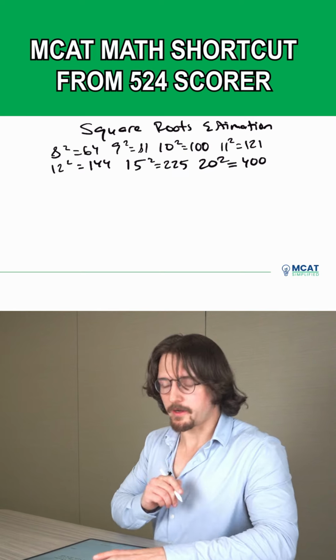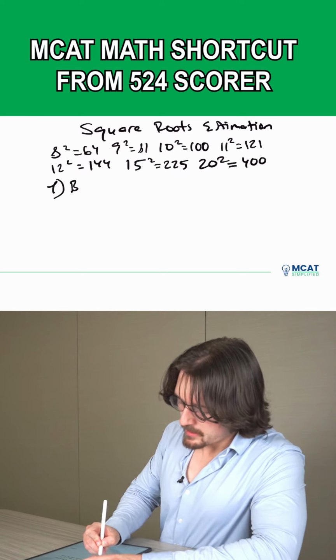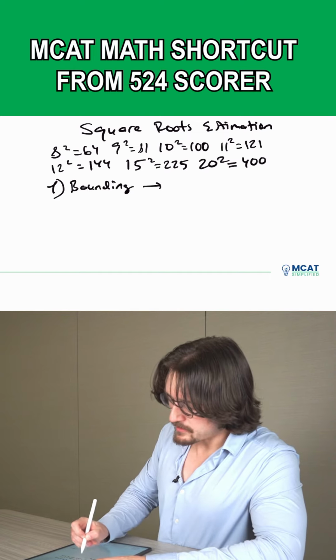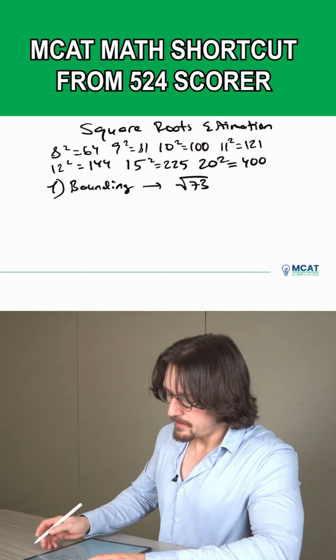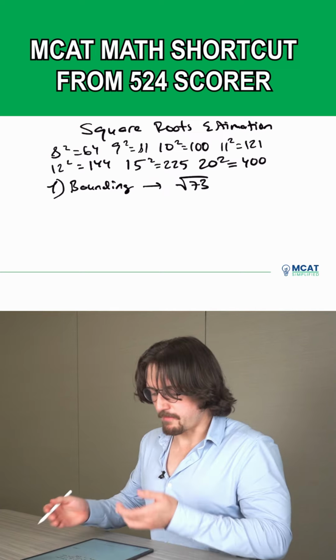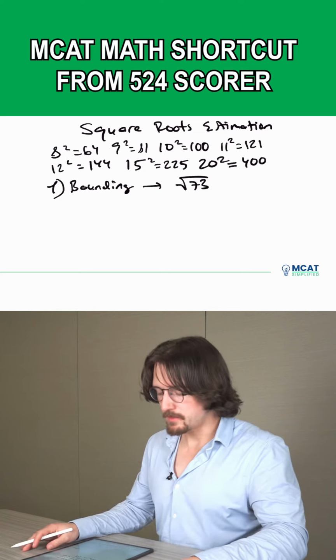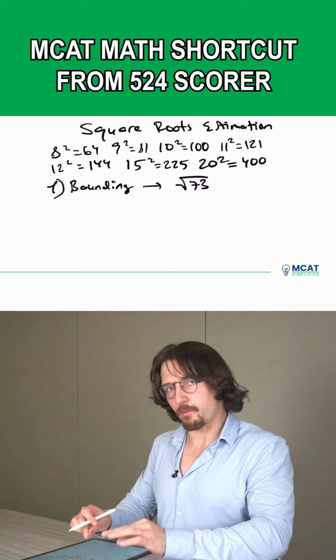The first one I'm going to call bounding. And this is best illustrated using an example. Say we want to find the square root of 73. Well, this is not a perfect square that we have memorized. It's not a perfect square at all. And it's going to come out to be some sort of decimal number. So how can we easily estimate what that's going to be?